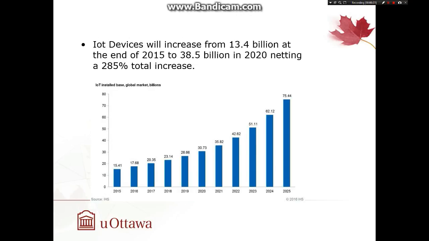According to data retrieved from Juniper Research, the number of IoT connected devices will have an increase of more than 285% from 13.4 billion at the end of 2015 to 38.5 billion in 2020. It is growing fast in consumer area, industrial area, and public services. That's why we think that smart university is actually something that will be accomplished in the future.